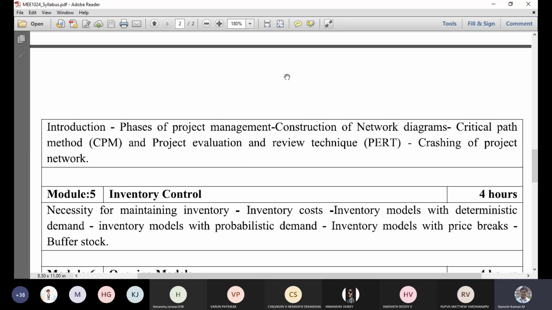And it's basically developing network diagrams, and we'll find out the path that consumes the larger duration. The path that consumes the larger duration is called the critical path. The reason is that if you delay any one activity in that particular path, the entire project gets delayed. So that's why it is called a critical path.